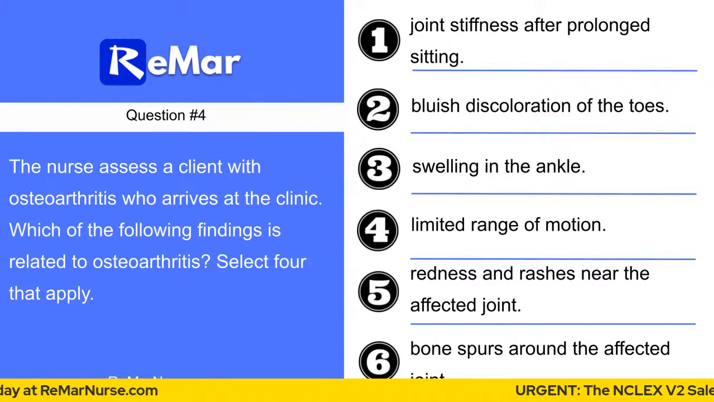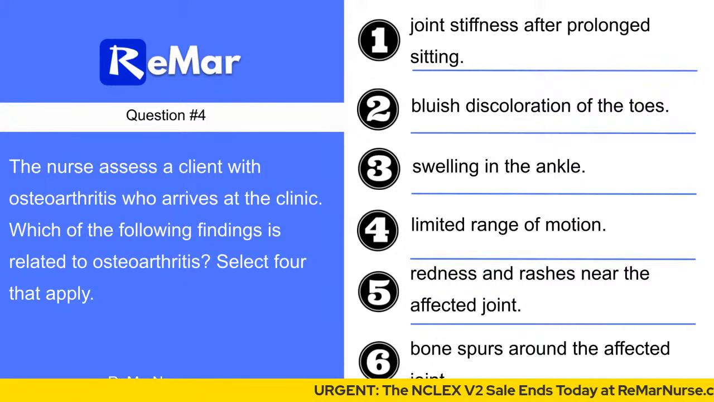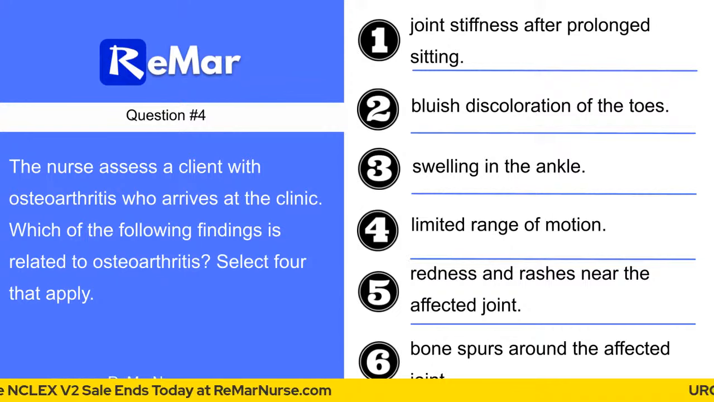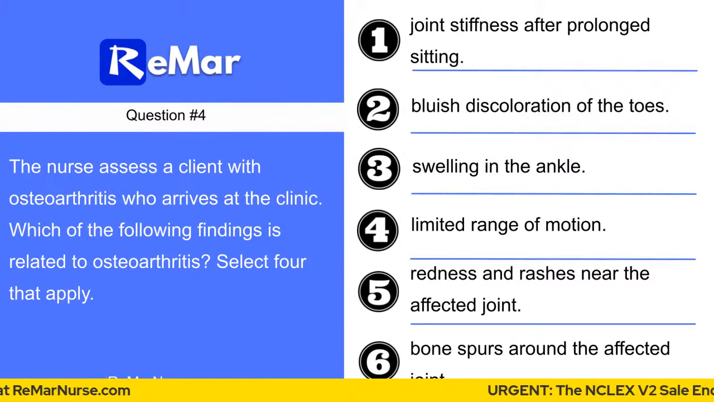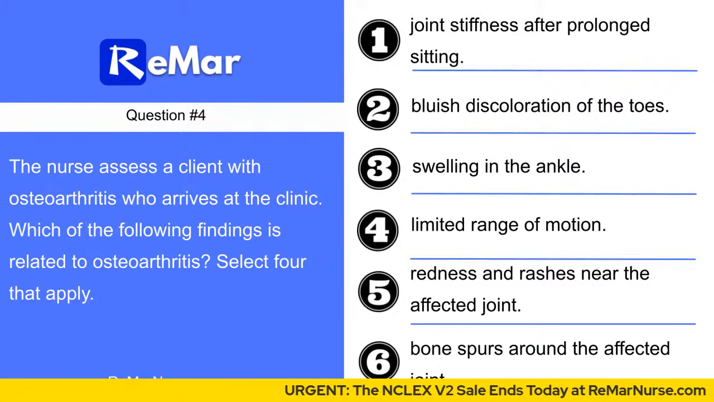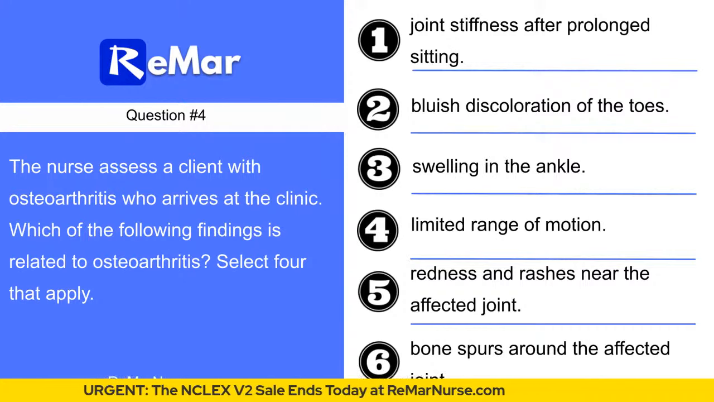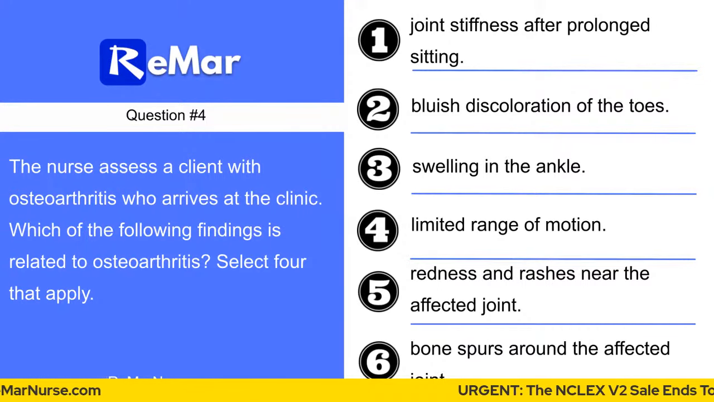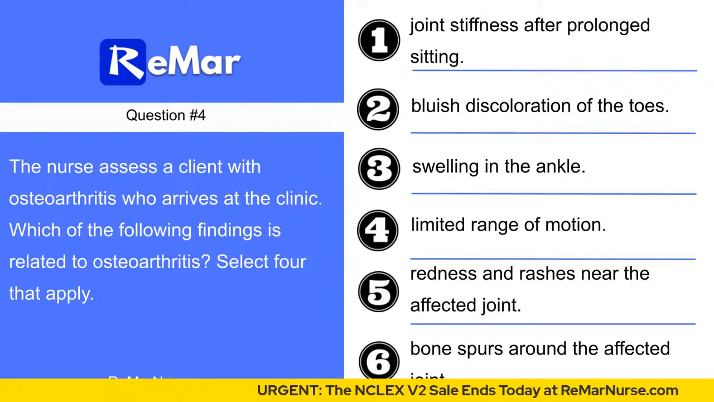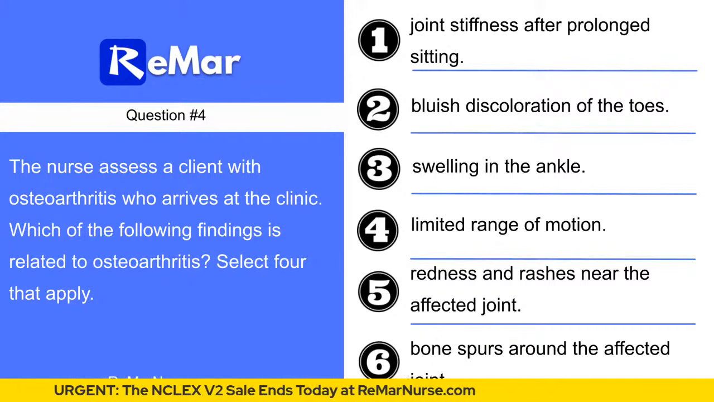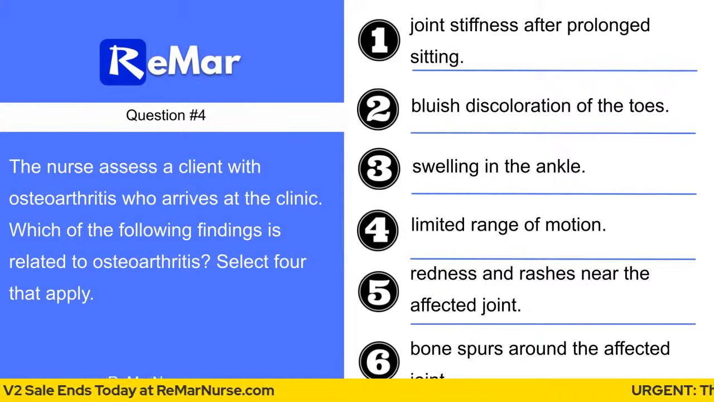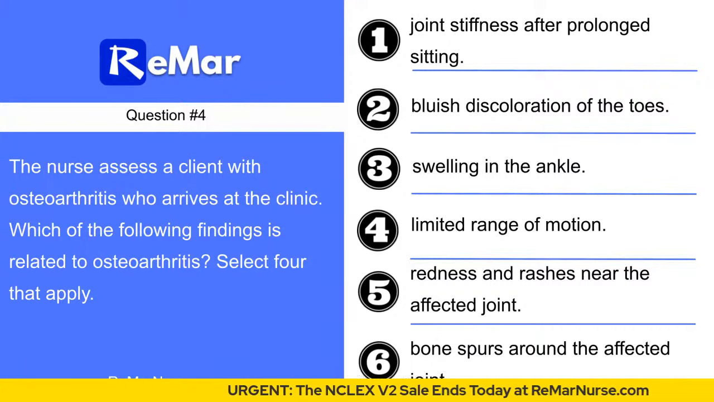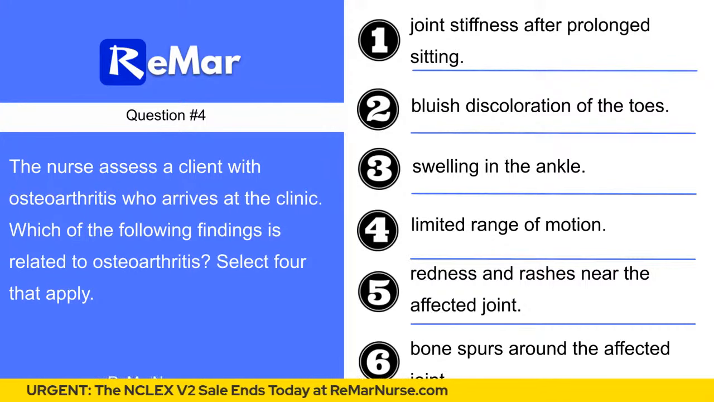Question number four is this. The nurse assesses a client with osteoarthritis who arrives at the clinic. Which of the following findings is related to osteoarthritis? Select four that apply. Here we go. This is a next gen type question. All right. So number one, joint stiffness after prolonged sitting. Two, bluish discoloration of the toes. Three, swelling in the ankle. Four, limited range of motion. Five, redness and rashes near the affected joint. Six, bone spurs around the affected joint.